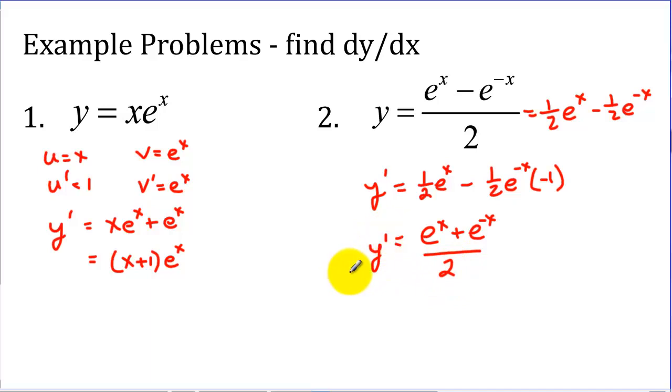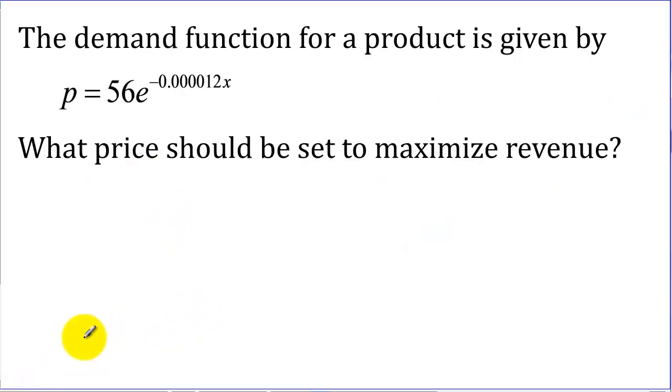Now we can apply the derivatives for finding relative extrema. We can also apply them for doing curve sketching. So let's try one of each of those. So in our example here, we have a business problem, and our demand for our product is given by this function here. P equals 56 e to the negative 0.000012x. So that's our price function, and we're trying to maximize revenue.